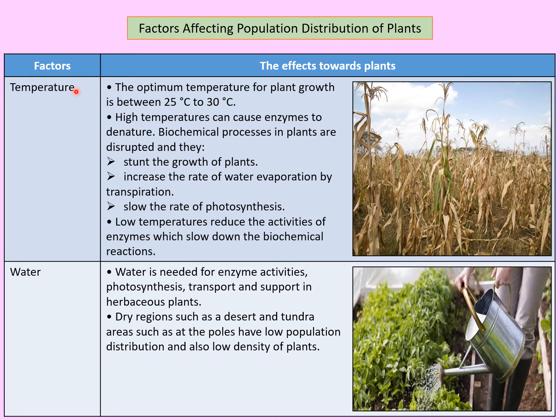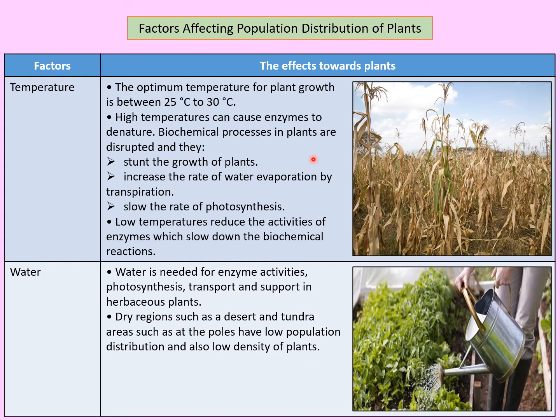Factors affecting population distributions of plants. Okay, we look at factor number 1, temperature, and its effects on plants. The optimum temperature for plant growth is between 25 degrees Celsius and 30 degrees Celsius. Beyond the optimum temperature, any increase in temperature will no longer increase the rate of reactions. High temperature can cause enzymes to denature.